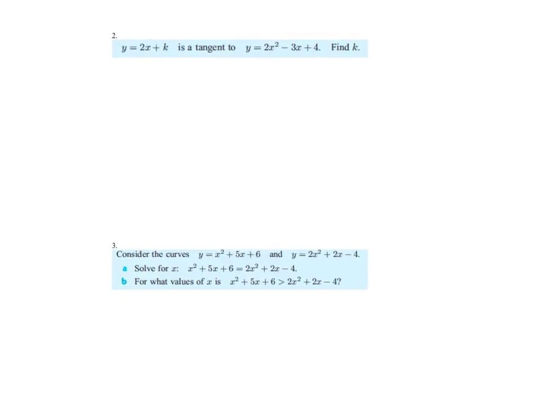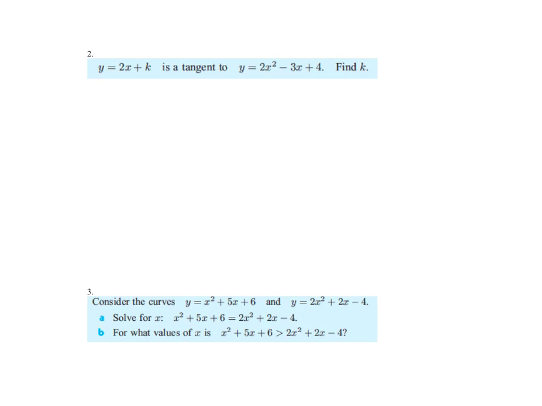Now, if we move on, question 2. Here, this is interesting. We've got an equation of a line. You know it's a line because the power of x is 1. But there's a constant in it that we don't know the value of, which is k. And so we're probably going to have to find that.